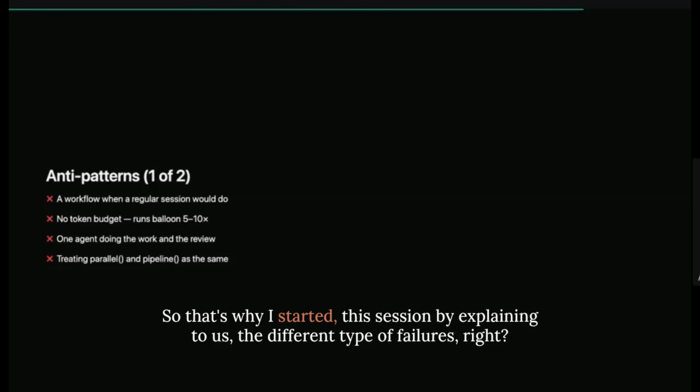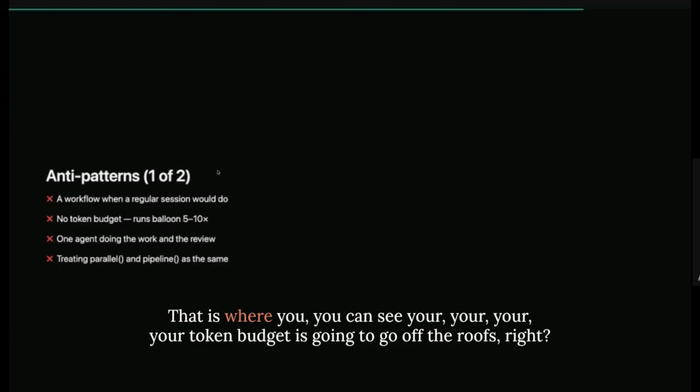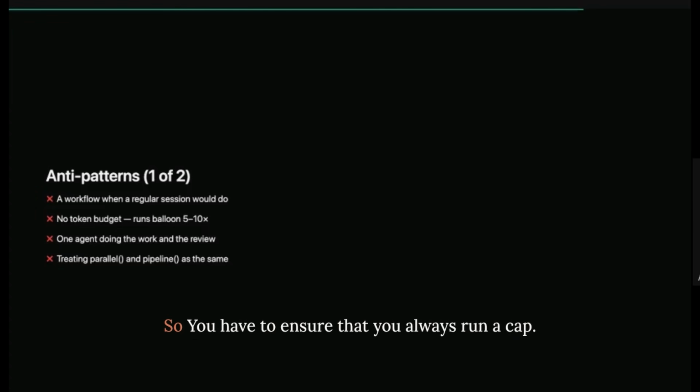That's why I started this session by explaining the different types of failures, right? And then setting up a workflow with no token budget. That is where you can see your token budget go through the roof, right? So you have to ensure that you always run a cap. You have to set one every time that you're using it, right?